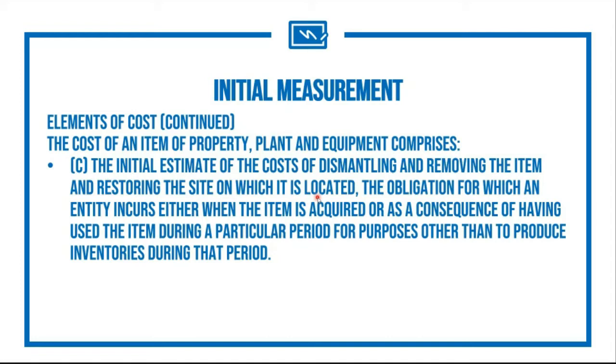So the initial estimate of the cost of dismantling and removing of the item and restoring the site on which it is located will be capitalizable, and the obligation for which an entity incurs either when the item is acquired or as a consequence of having used the item during a particular period for purposes other than to produce inventories during that period. So for short, dismantling cost, restoring cost, or decommissioning cost. So again, this amount should be determined at the time of the initial recognition of the item. So again, components are purchase price, any directly attributable cost, and your decommissioning cost.